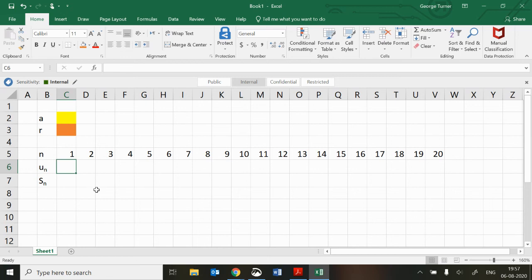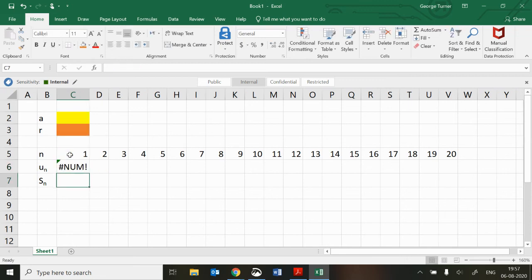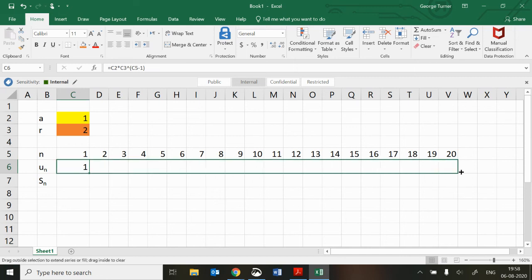So UN in this case is going to be, remember the formula for a geometric sequence, A times by R to the power of n minus 1. So n is up here, n minus 1. That's just the UN formula which we have. Now, there's no numbers in there, so let's put in 1, 2. That's just going to give us the powers of 2. If I pull that across, I get powers of 2.